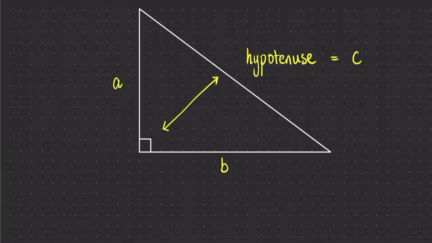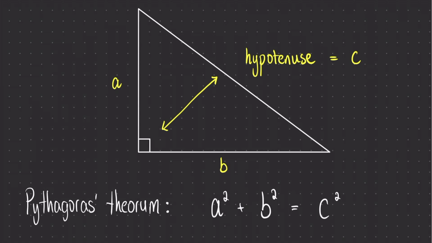Pythagoras' theorem links together these three sides of the right-angled triangle in this equation. A squared plus B squared equals C squared. Now remember that C is always the hypotenuse, so the square of the two smaller sides summed together is equal to the square of the hypotenuse. So this here is what is known as Pythagoras' theorem.